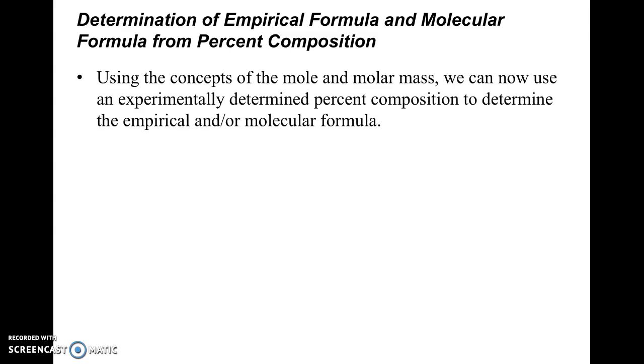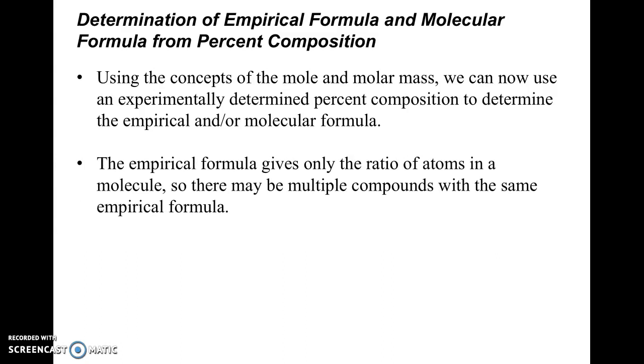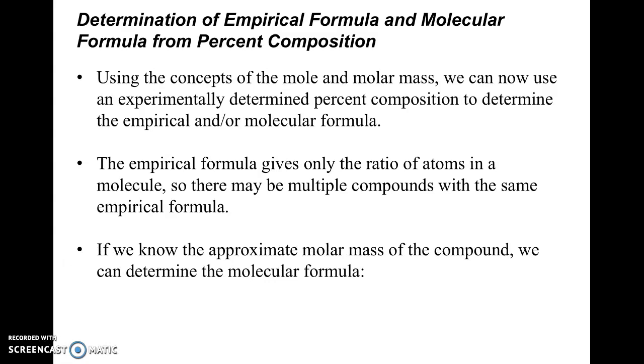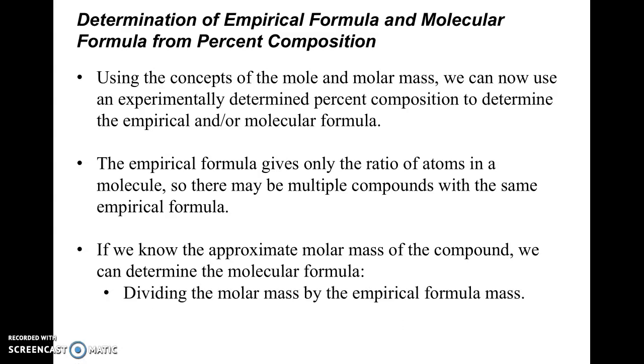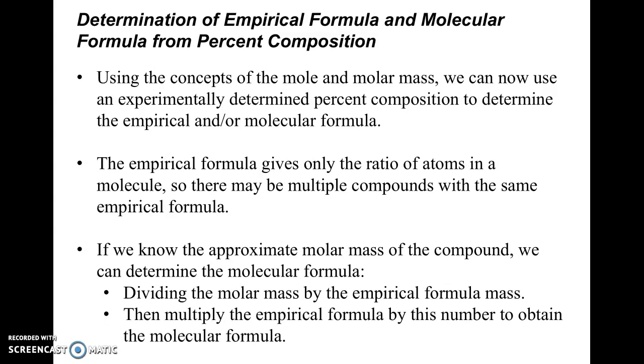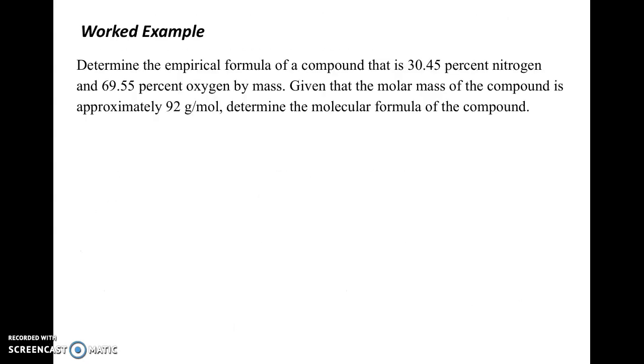All right, so maybe we want to determine the empirical formula and the molecular formula from percent composition. And so what we're going to do is use that empirical formula, which gives us the ratio of the atoms in the molecule, and use that. We know the approximate molar mass, we can determine the molecular formula. So you divide the molar mass by the empirical formula mass and then multiply all the numbers obtained in order to get that molecular formula.